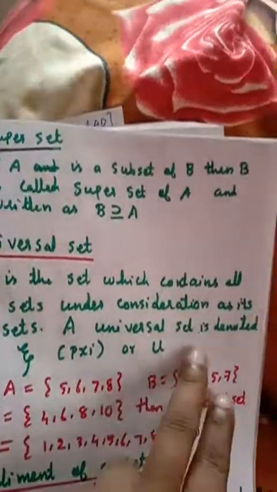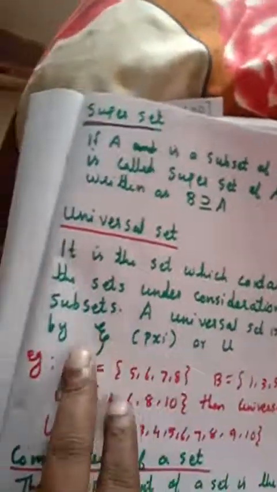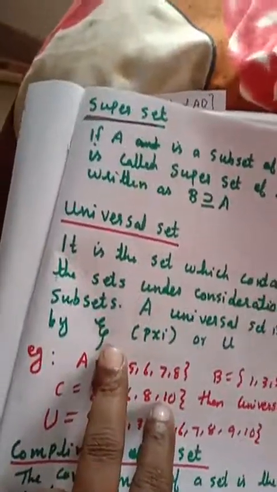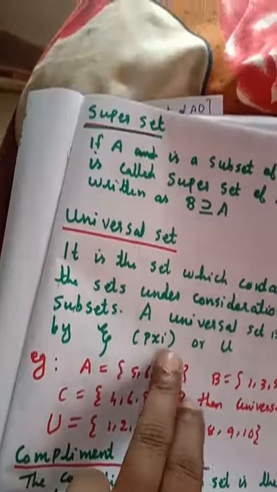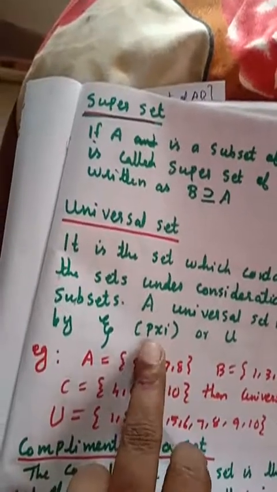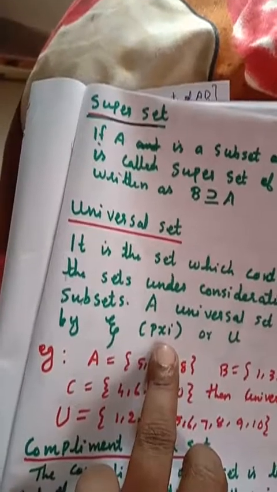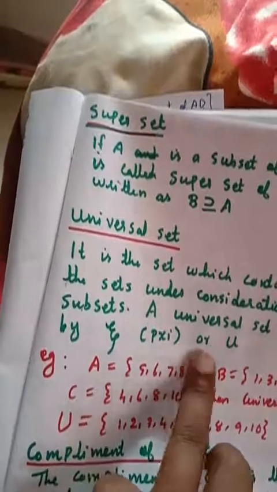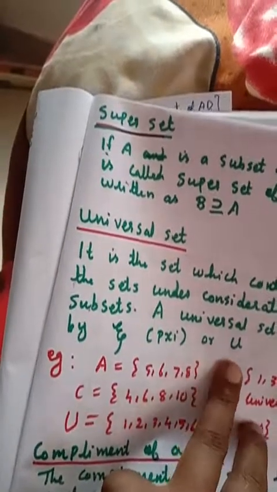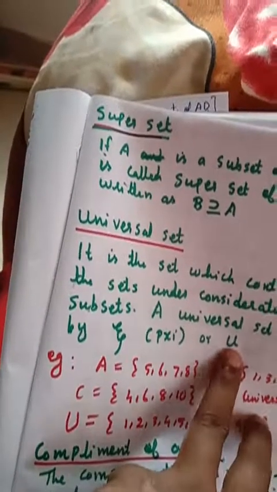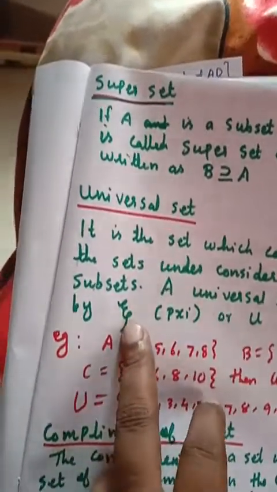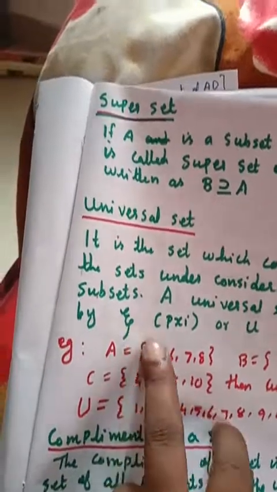A universal set is denoted by psi. How to read this? It is written P-S-I, where P is silent, and we read it as psi. Psi. Okay, or we can write it as U. Universal set U, U or psi. The notation for psi is this, a running letter E.